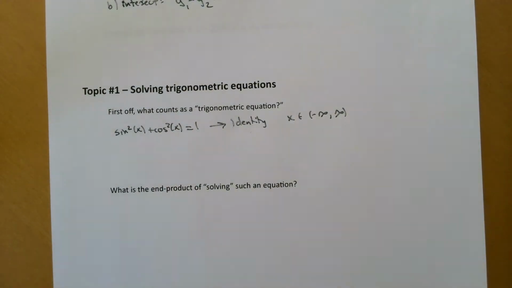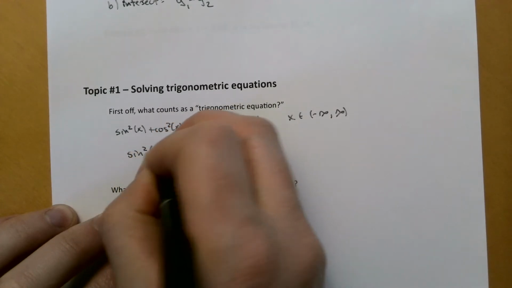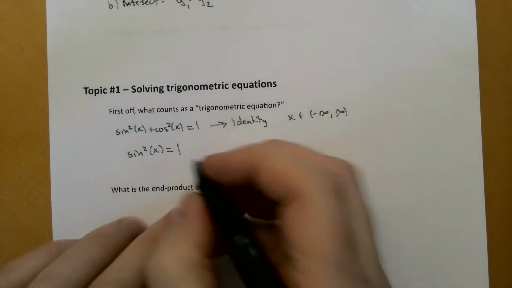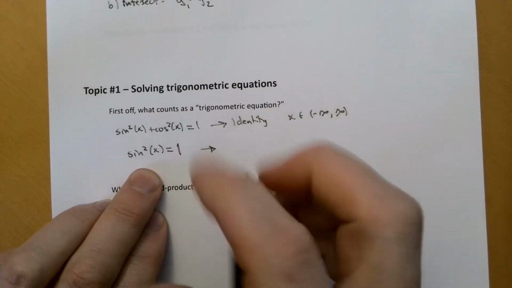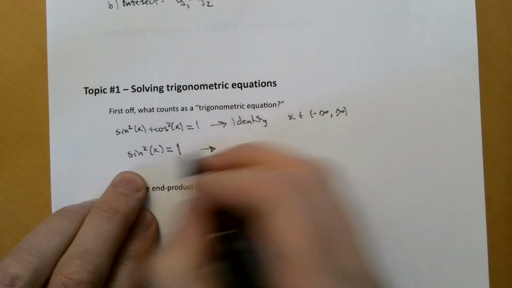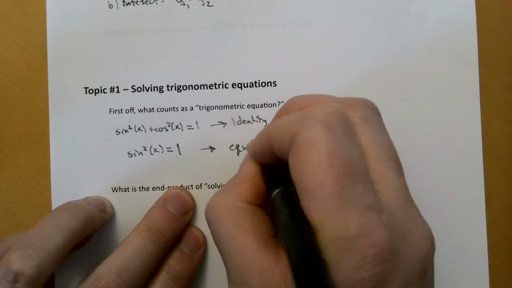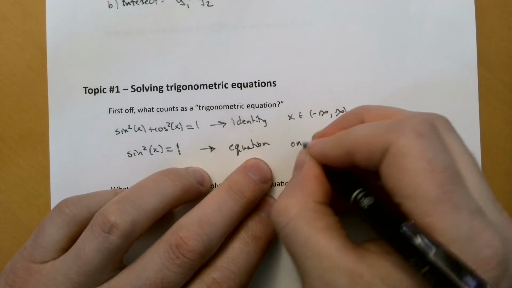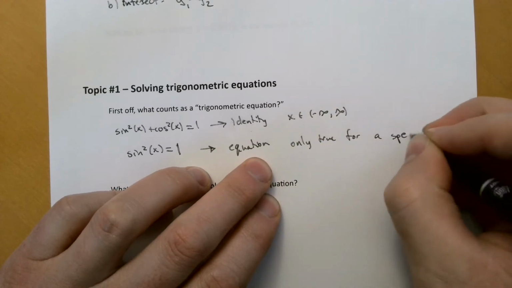This is an identity because x is really all real numbers. That's our solution there. So what is an equation? Well, this would count as an equation: sine squared of x equals 1. The reason this is an equation is because it's not an identity. This is not true for all values of x in the domains of sine or cosine. In the domain of sine, this is true only for a specific set of x's.